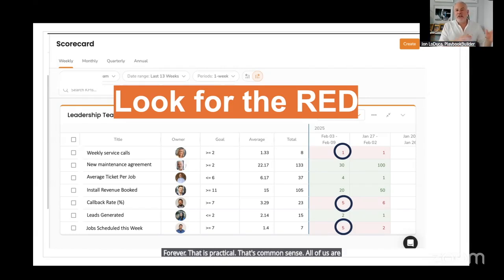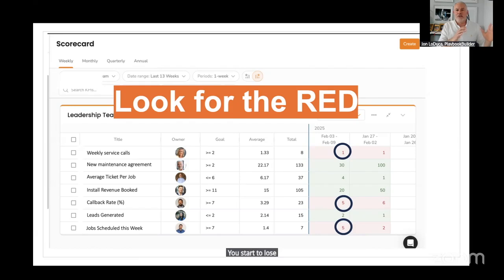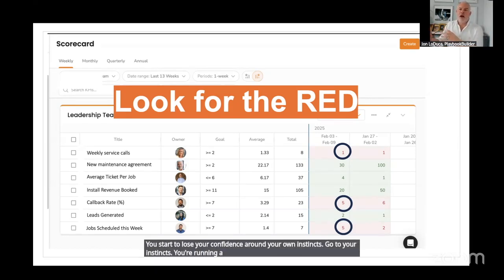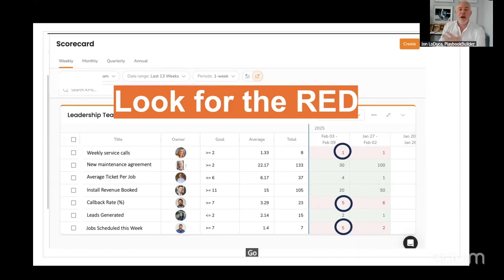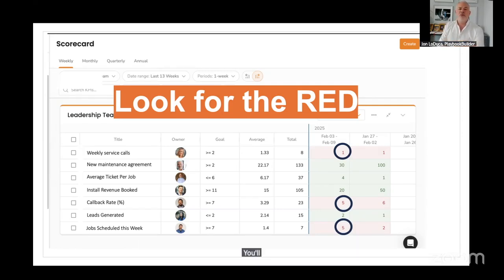When we get into the theoretical and the jargon, and am I doing process correctly, you start to lose your confidence around your own instincts. Go to your instincts. You're running a business, you're involved in one, go fix things that are broken. Process will be the way that you solve it, but instead of training a person, you'll train a system. Then you own the system and you can train everyone consistently and scalably.